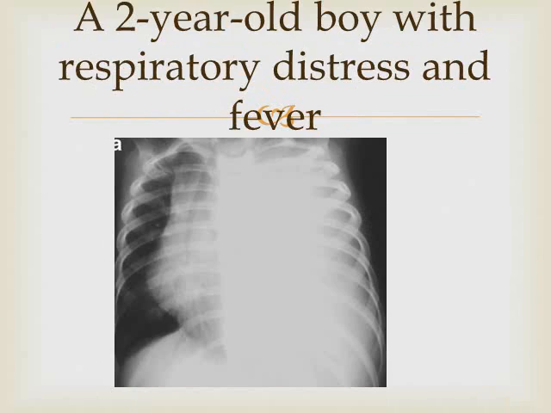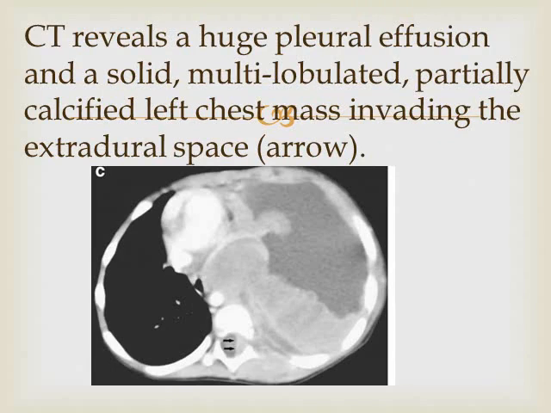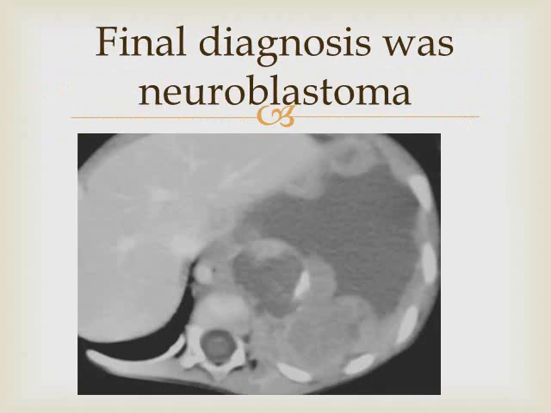A 2-year-old boy presented with fever and respiratory distress, and chest X-ray showed a large homogeneously white left hemithorax. And CT revealed a huge pleural effusion and a solid multi-lobulated, partially calcified left chest mass which invades the extradural space. So the final diagnosis was neuroblastoma.